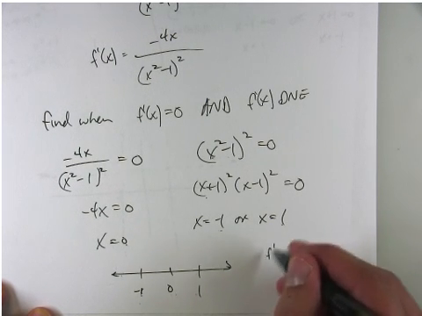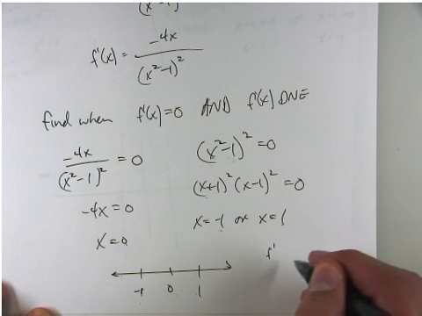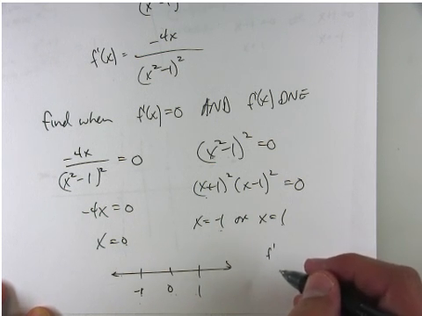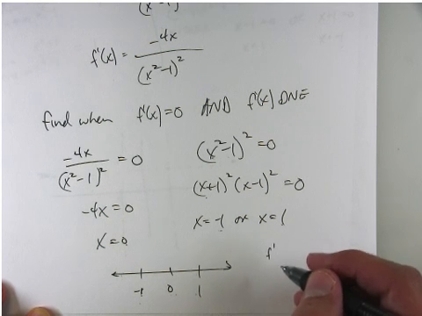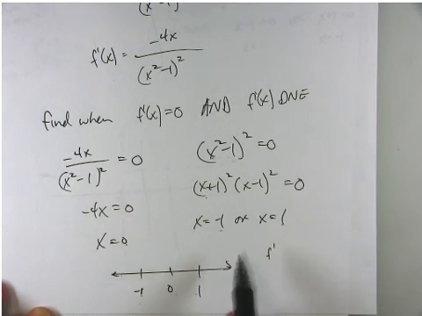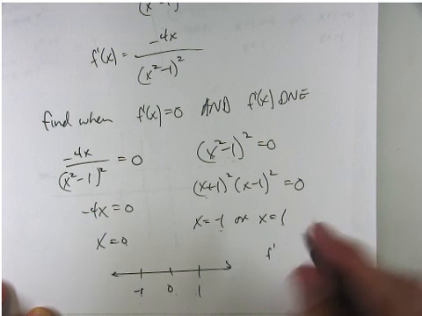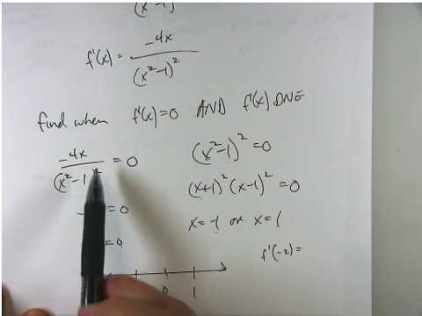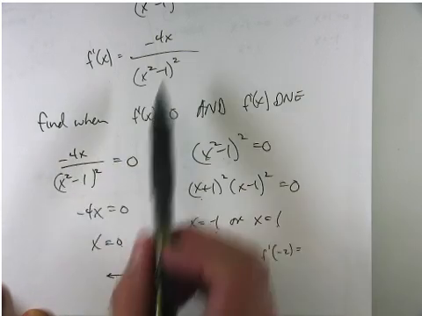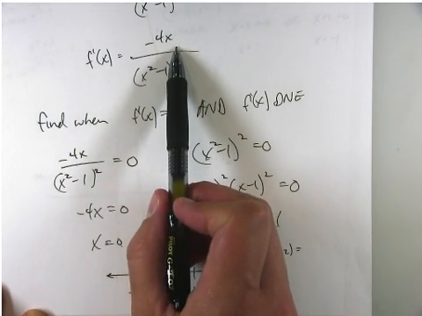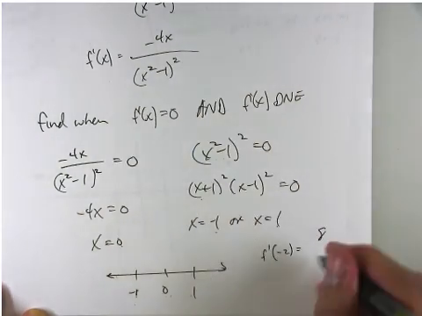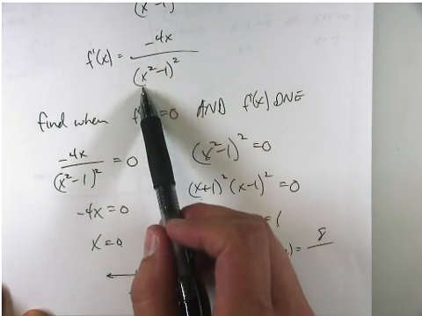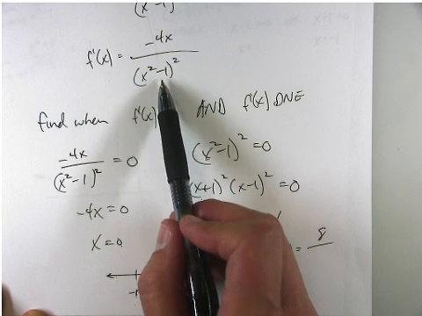F prime or F double prime? F prime, right? Because I want to know, is F prime positive, is F prime negative? I don't care about the other values. This is what's telling me about slope. F prime of negative 2. That's going to be negative 4 times negative 2, which is 8. It's a positive number. Divided by negative 2 squared, which is 4. 4 minus 1 is 3. 3 squared is 9.